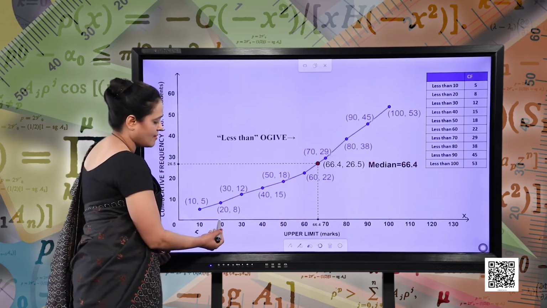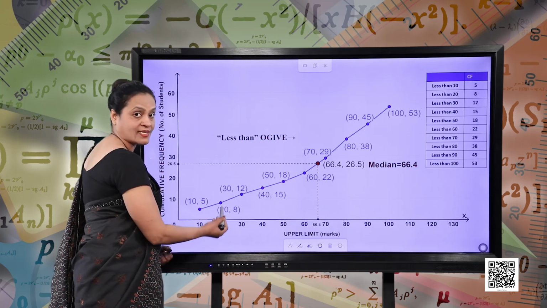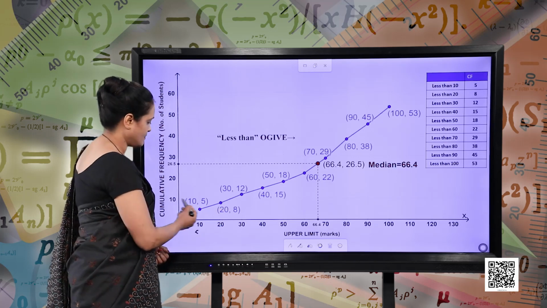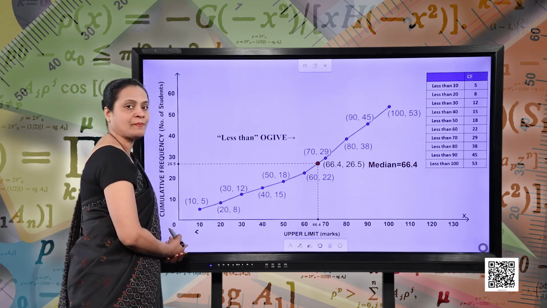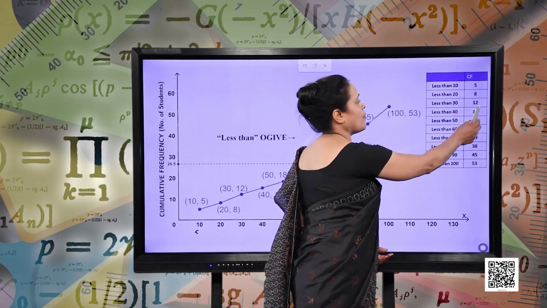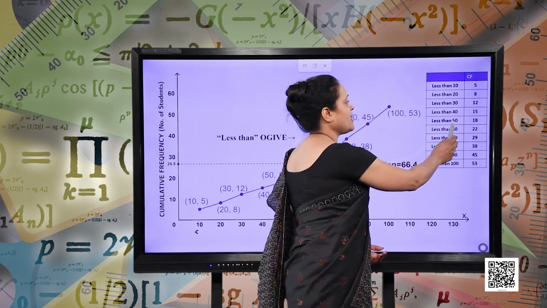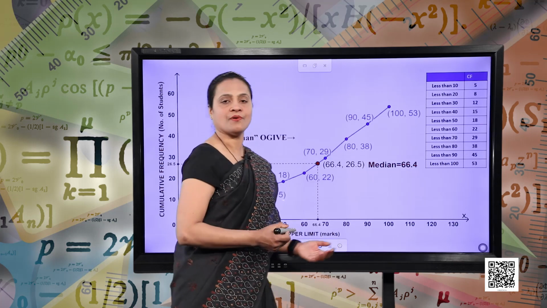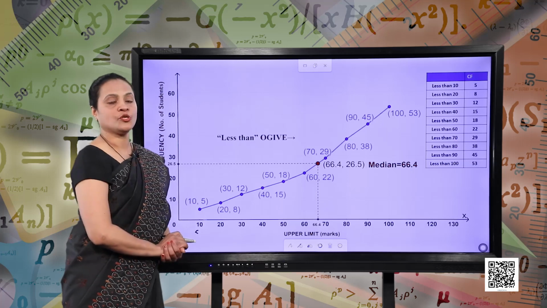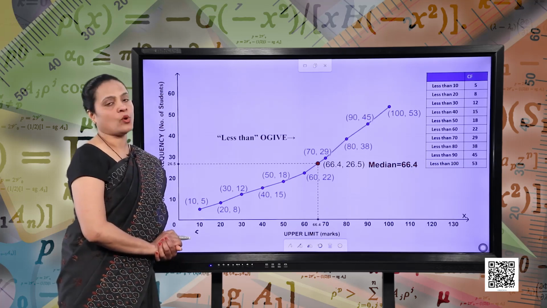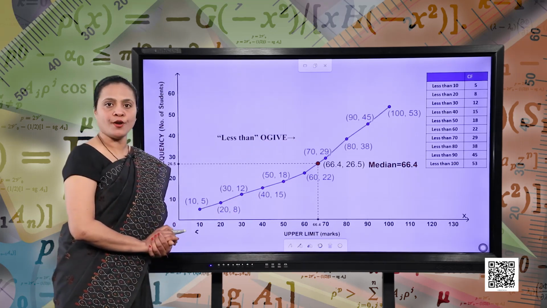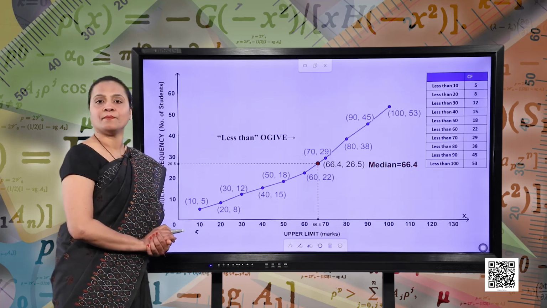Our second point, we take along x-axis 20 and along y-axis we take the cumulative frequency 8 to get our second point. This way we can plot all the points like 30, 12, 40, 15, 50, 18 and so on. After getting these points, join all the points to get your less than type ogive curve. Now, from this curve alone, we can find the median.